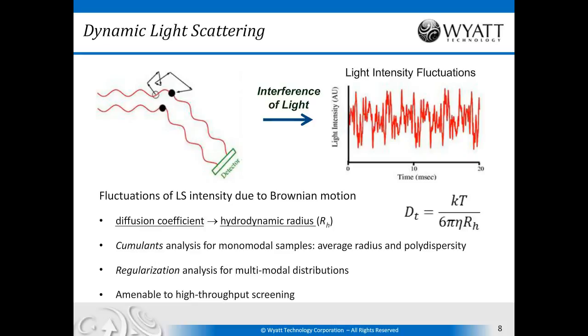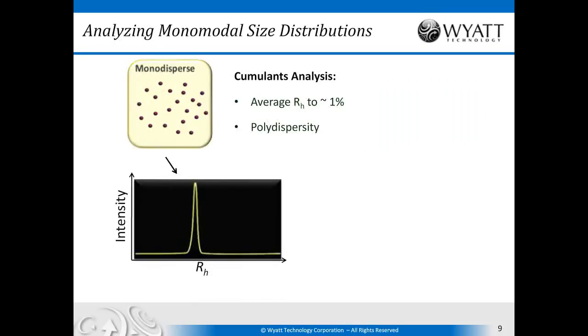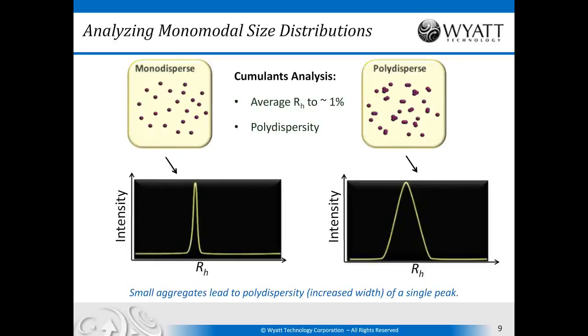So what do those terms monomodal and multimodal mean? So the cumulant analysis allows you to look at monomodal distributions, and we see here one peak in size, so the x-axis is RH. We have one peak, and that's because our sample is monodispersed. So we can see a monodispersed sample up here, single peak down here, pretty narrow. If we have some aggregation or a polydispersed sample where the size range is not too large, we'll see a broadening of the peak over here. Okay, but it's still called monomodal. And so cumulant analysis will give you the average value as well as the width of the peak.